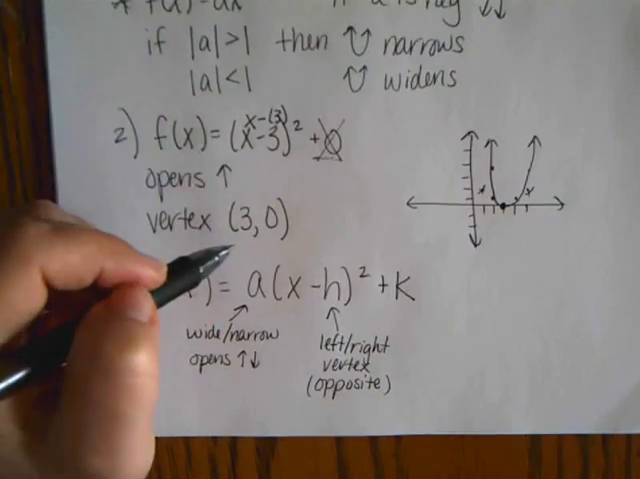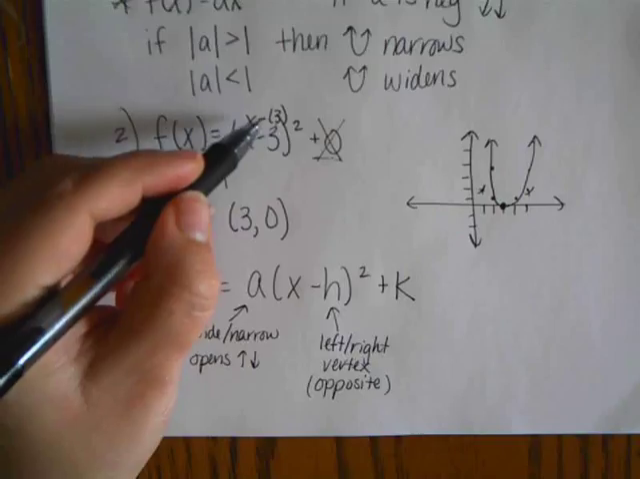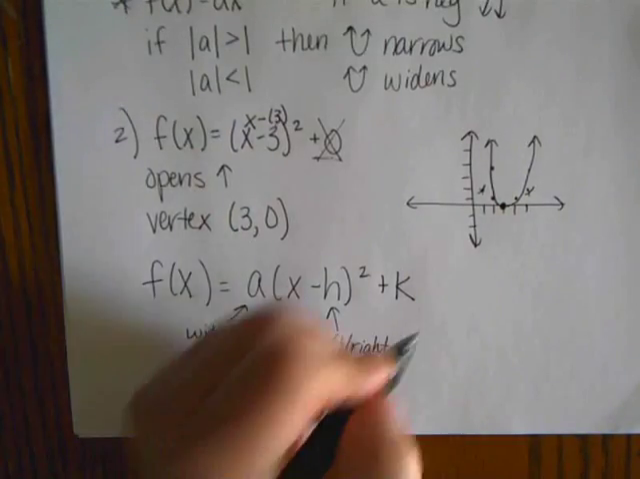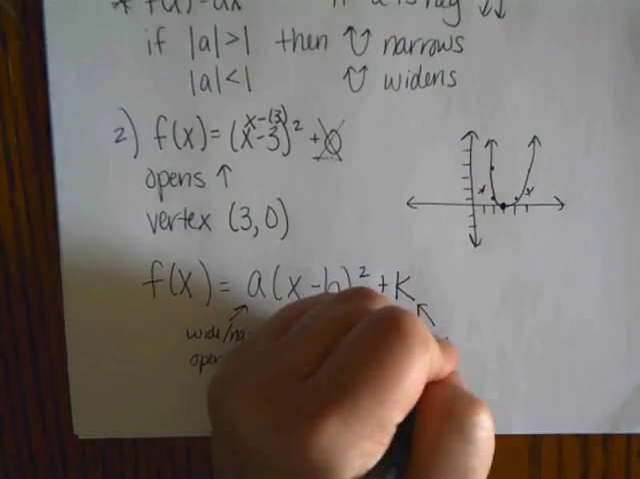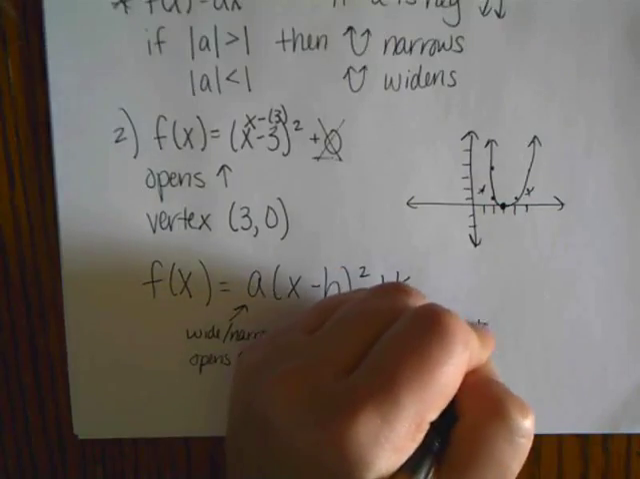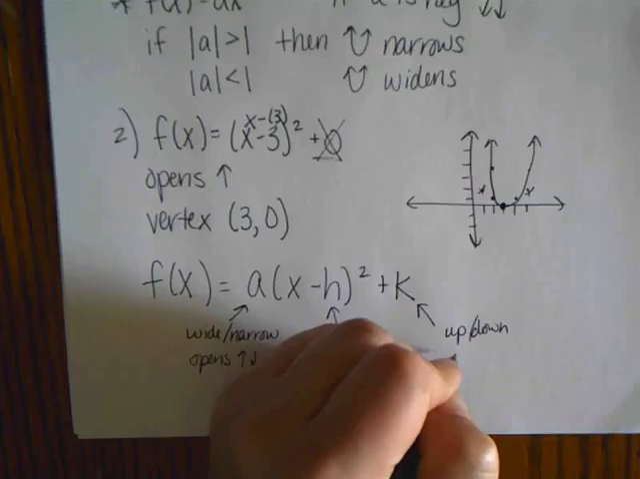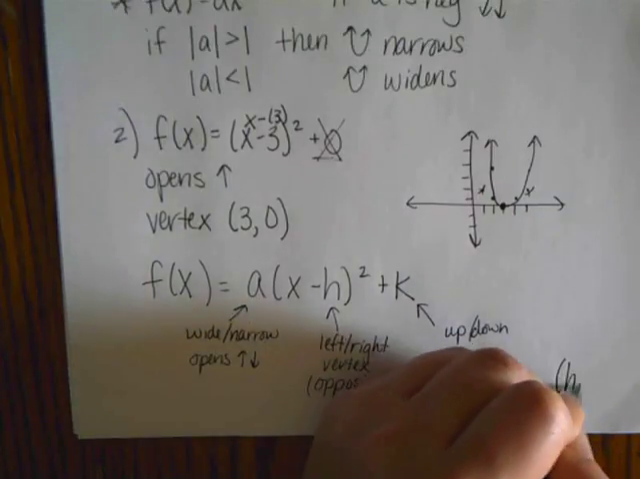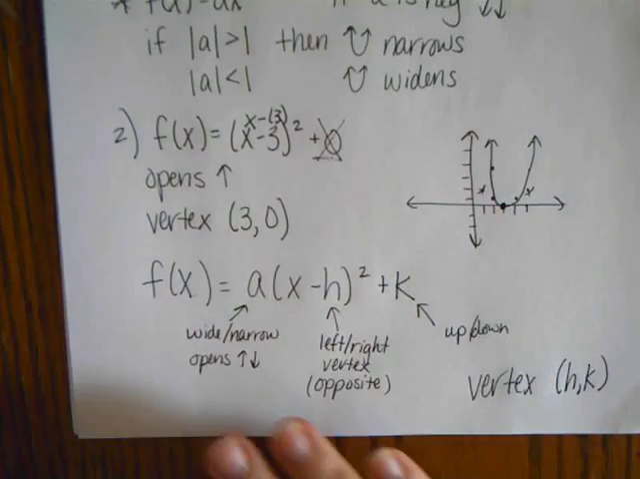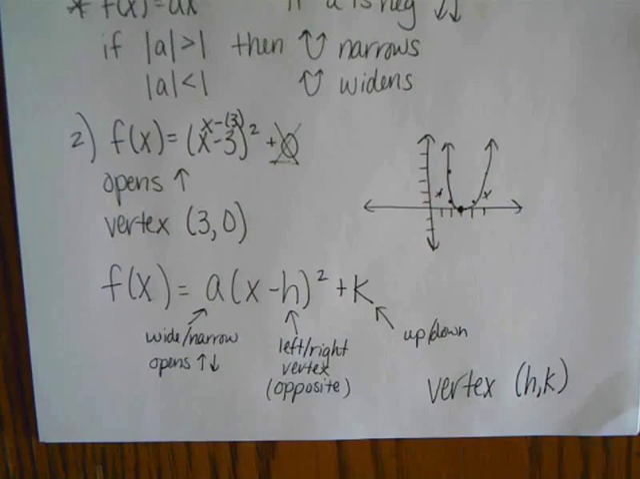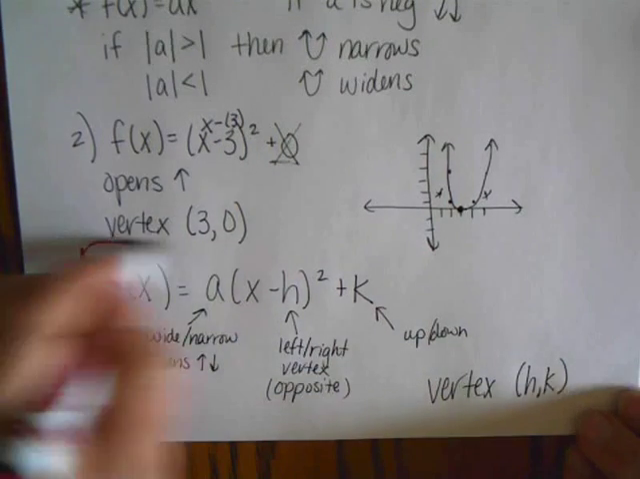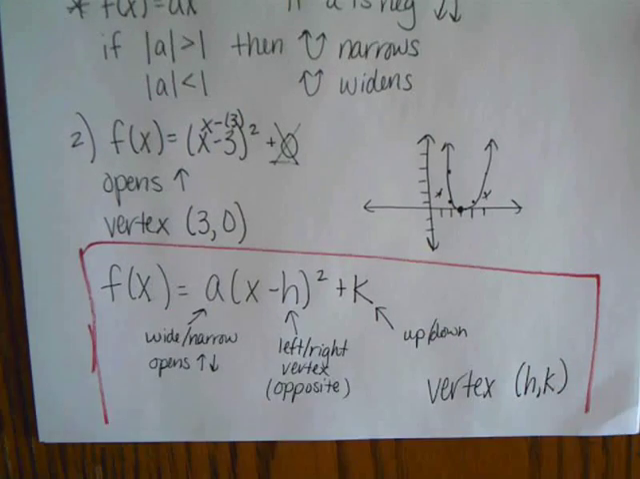The minus stays there. So if it's x plus 3, it's x minus negative 3, which would give you a vertex of negative 3. And k is our easy one. It tells you the up-down shift of the vertex. And so here the vertex is h, k. So this is huge.